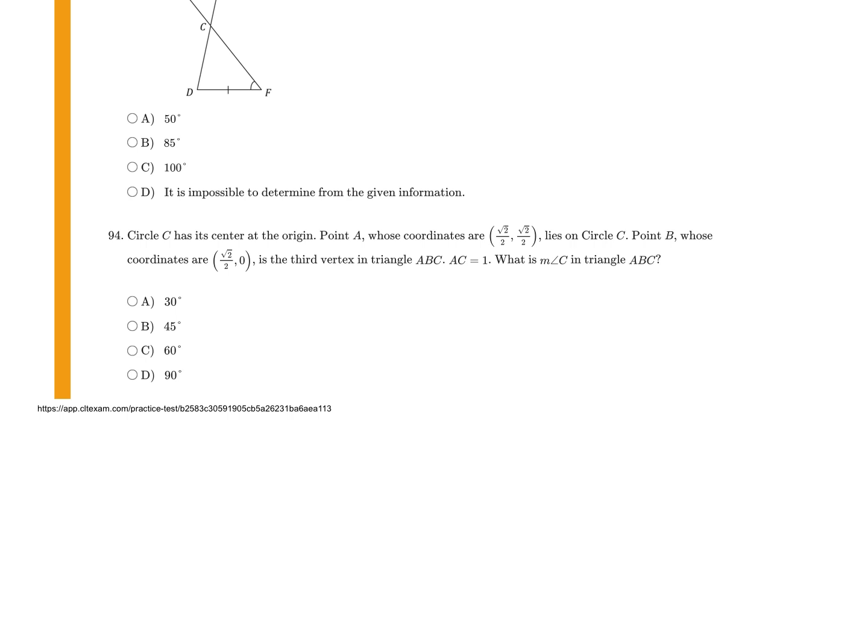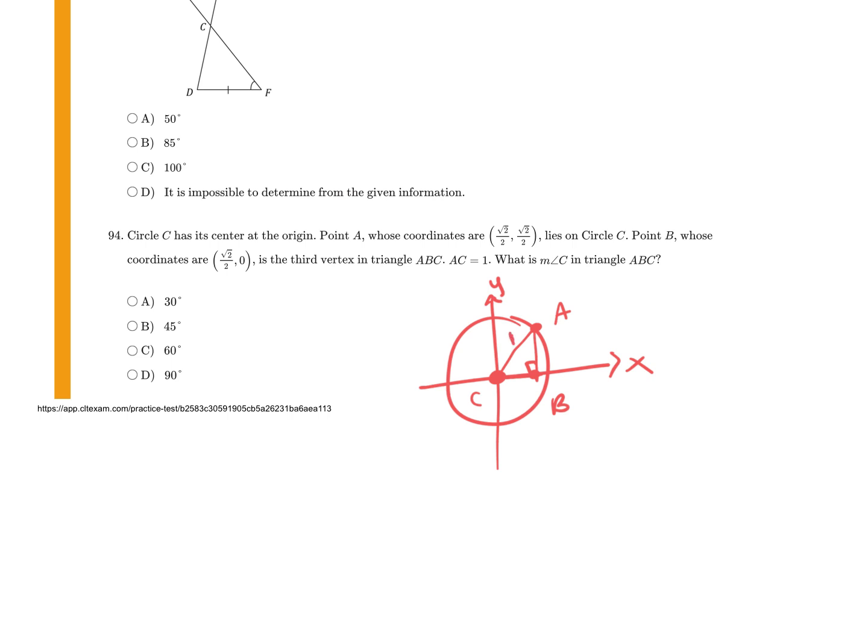Okay, circle C has its center at the origin. So we have the XY coordinate grid, and there's a circle whose center is in the middle of the coordinate grid. This is our y-axis, our x-axis. Point A, whose coordinates are square root of 2 over 2, comma square root of 2 over 2. So we have another point A that connects with C. Point B, whose coordinates are square root of 2 over 2, comma 0. So somewhere over here. So you have a right triangle in the coordinate grid. Triangle ABC. AC is equal to 1.